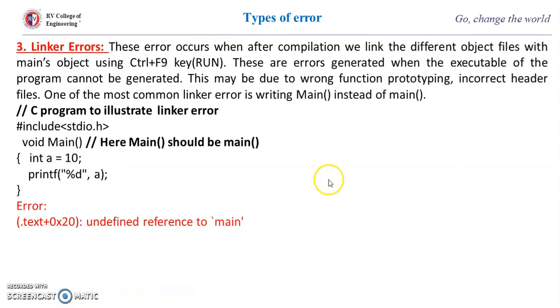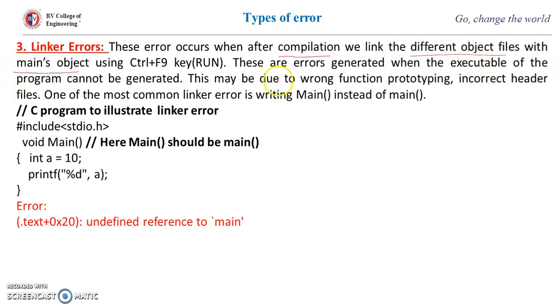Now next is linker error. What is linker error? These errors occur after compilation. When we compile the code, after that we link the different object files with the main's object file.